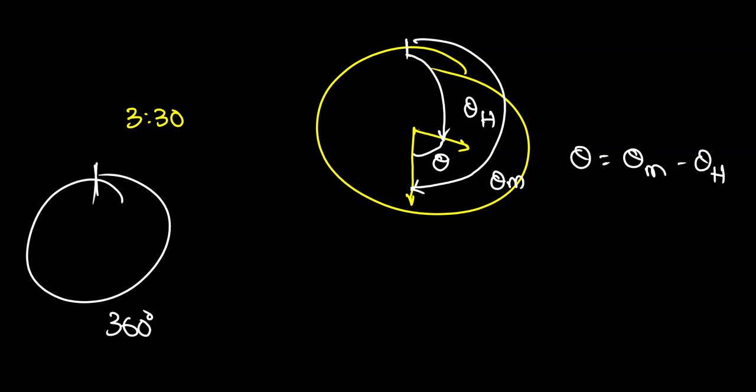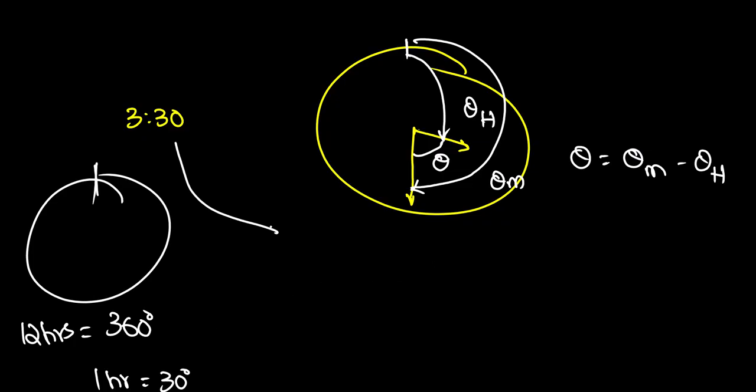In 12 hours, in terms of the minute hand, 1 hour is 60 minutes. In 60 minutes, the minute hand will complete one round. The hour hand will complete one round in 12 hours. 12 hours is 360 degrees. So 1 hour, how much? 30 degrees.